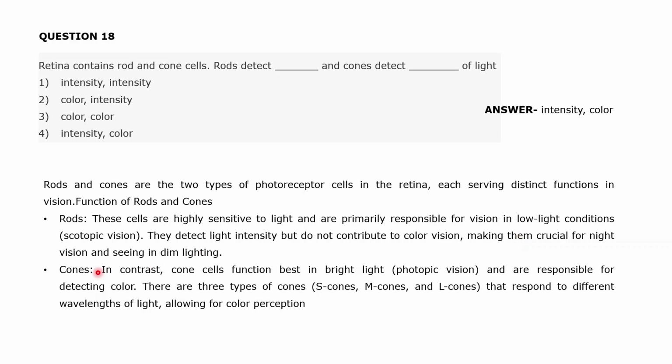While in case of cones, it functions best in bright light because it gathers colored light, right? So this is also called photopic vision. And there are 3 different kinds of cones to determine different forms of light. These are called S cones, M cones, as well as L cones. They determine the color perception, rather than rods, which determine the intensity of light that is entering the eyes. Cones determine what color is different from the other color.